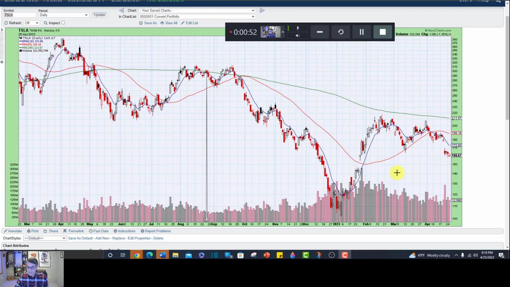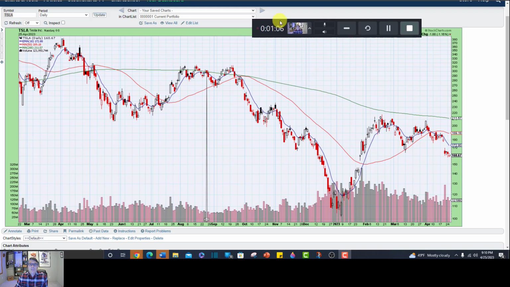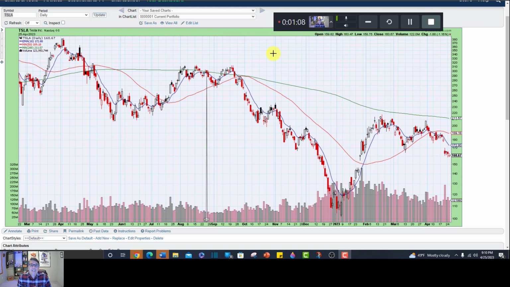So the gaps that William wanted to talk about are this one right here, January 26th, and this one right here, which was on 4/20. But we can look at a few other gaps. Now, it's always easy to label these things in hindsight. Figuring out what they are in real time is, of course, the trick, and what separates the pros from the amateurs.